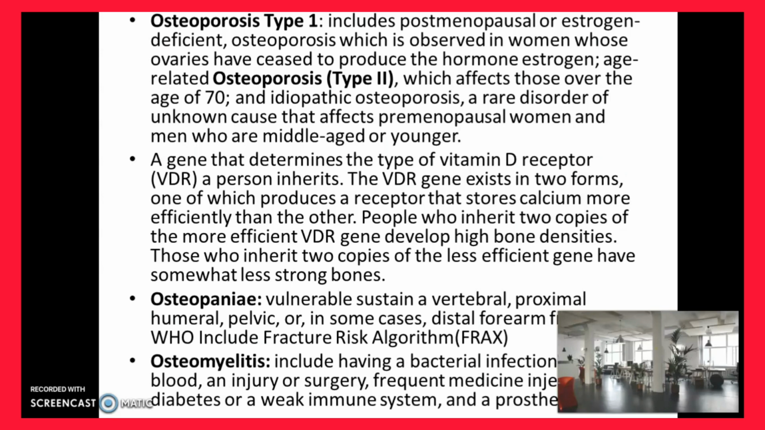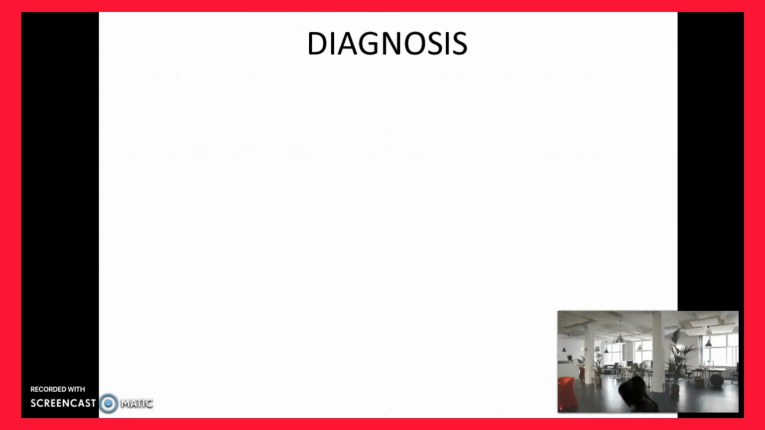Then we can talk of osteomyelitis, whose risk factors include having a bacterial infection in the blood, an injury or surgery, frequent medicine injection, diabetes or a weak immune system, and a prosthetic device. The prosthetic device is when you perform invasive medical solutions. I mean, when you are trying to solve a problem by invading the inner organs of the patient and thereby causing other problems or infection, which will result in these later problems of the bone or infection of the blood, etc.